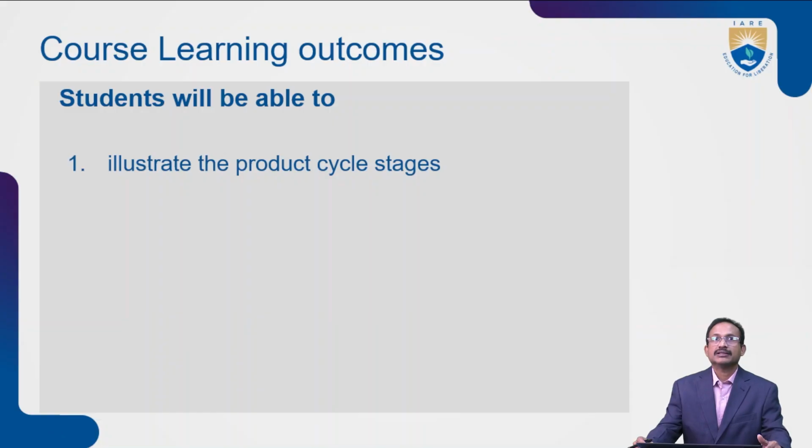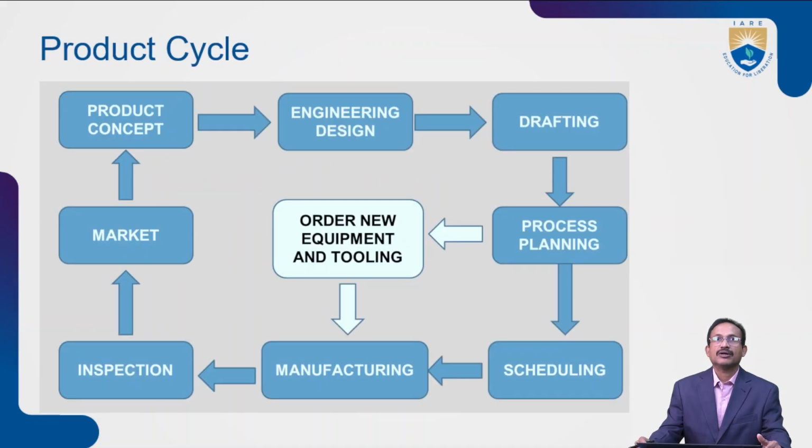The course learning outcome: students will be able to illustrate the product cycle stages. At the end of this presentation, students will be able to illustrate the product cycle stages. Now let us look into the block diagram of product cycle. Here there are 6 important elements and 3 other elements related to product cycle.